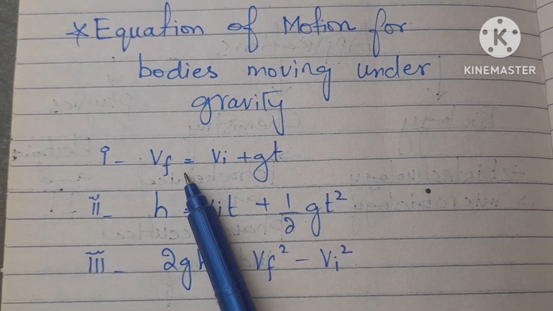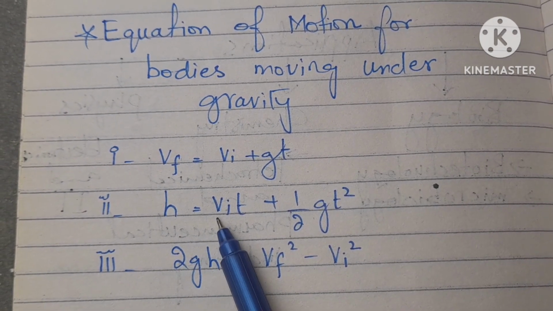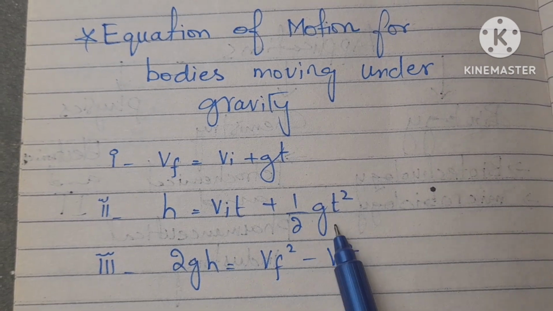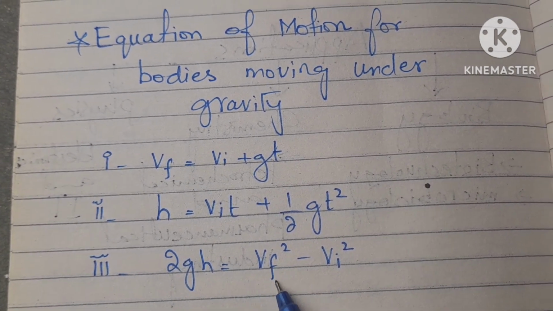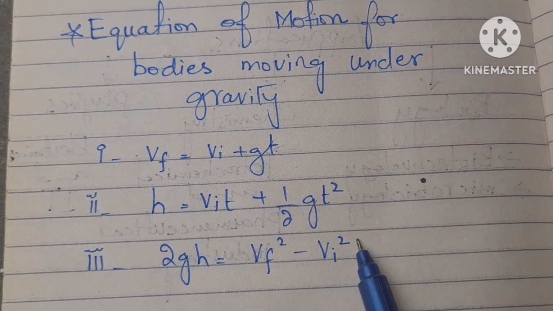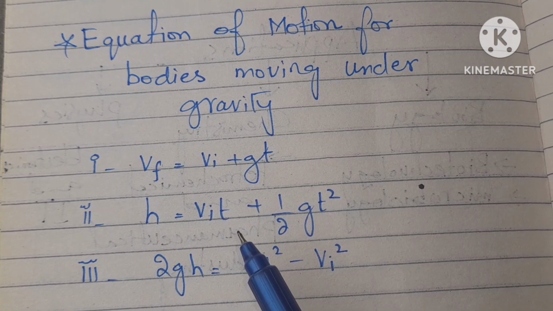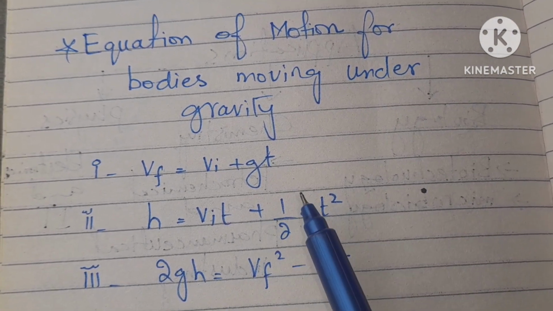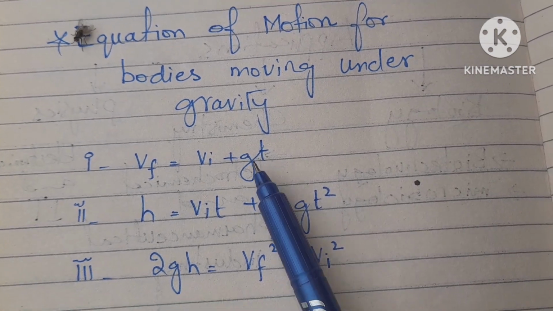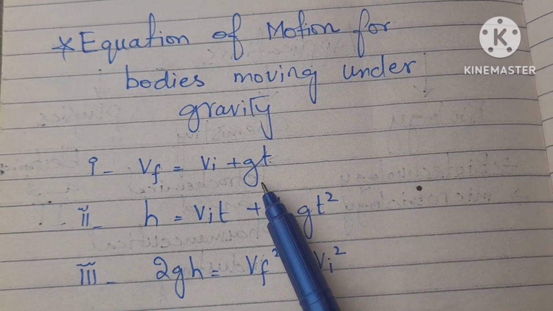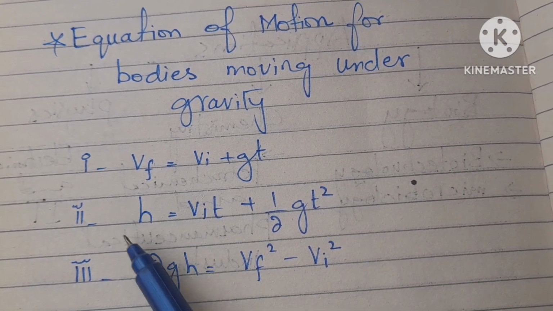Here are the equations of motion for a body moving under gravity. First equation, Vf is equal to Vi plus gt. Second, h is equal to Vit plus 1 by 2 gt square. And third, 2gh is equal to Vf square minus Vi square. These are the equations of motion for a body moving under gravity. For that we change the acceleration a to g, gravitational acceleration, and distance s to the height h.